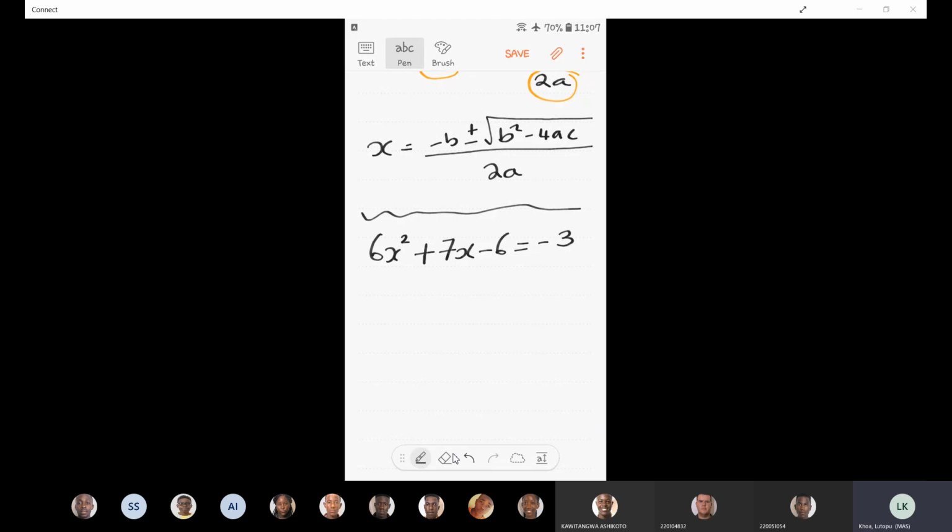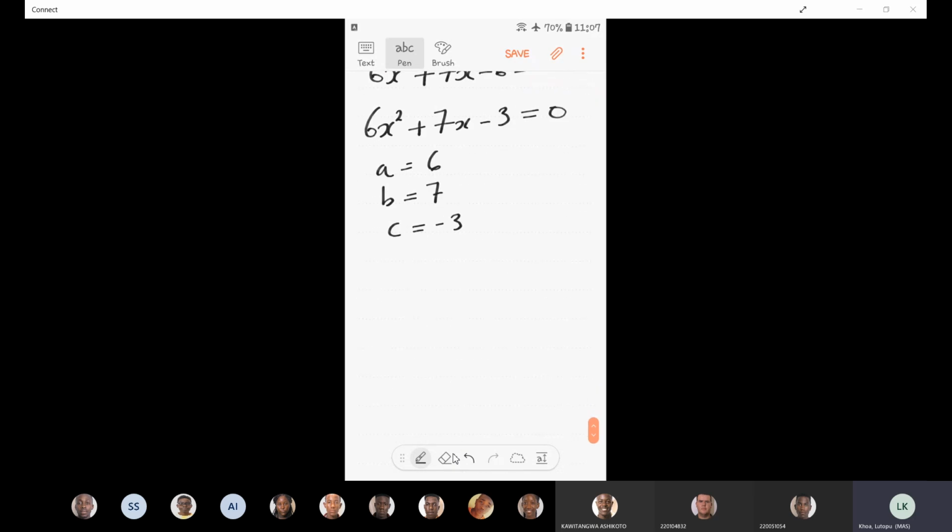To put it in standard form, I will add 3 on both sides. So I have 6x squared plus 7x minus 3 is equal to 0. Now that it's in standard form, I will identify my a, which is 6, my b, which is 7, and my c is negative 3. Okay, so it's not just 3, it is negative 3. The sign in front of the number is part of the number itself.